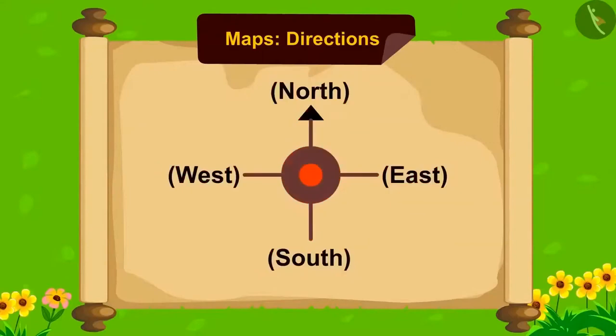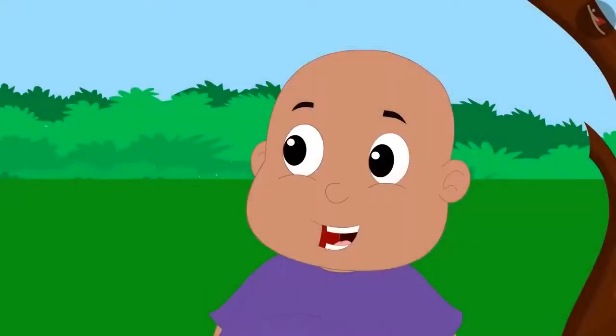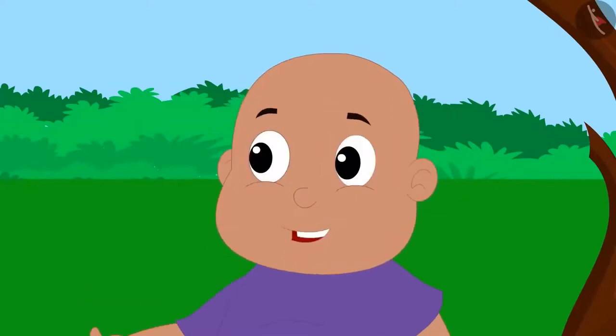Look, this is called a compass. Using this, we can determine the directions on any map. There is an arrow like this on it. The head of it always points towards the north and the end towards the south. Towards the left of north is west, and towards the right is the east direction. Bablu gets really excited. This is really interesting.